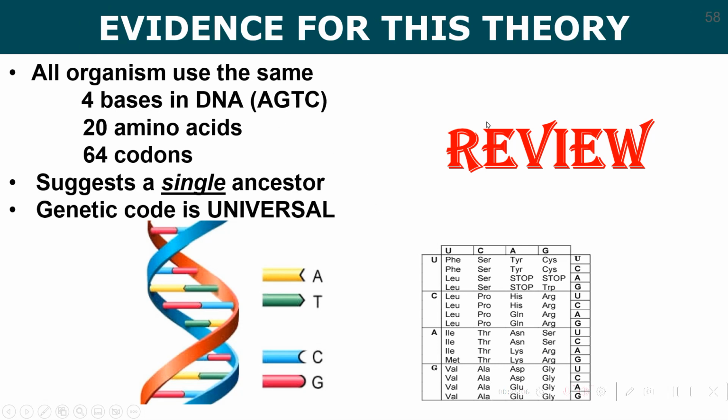And so the evidence for this theory, right, that at least we know it's a single ancestor, is that all organisms on Earth use the same 4 bases in DNA, our adenine, guanine, thymine, cytosine, and all organisms also use the same 20 amino acids and the same 64 codons. And so that genetic code is universal. That suggests that there was a single ancestor that developed, however many million years ago.